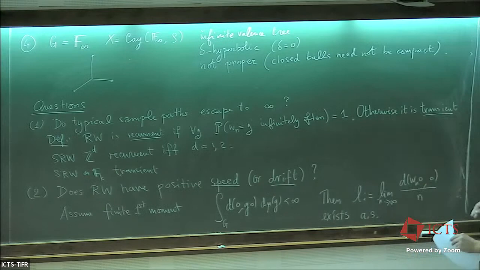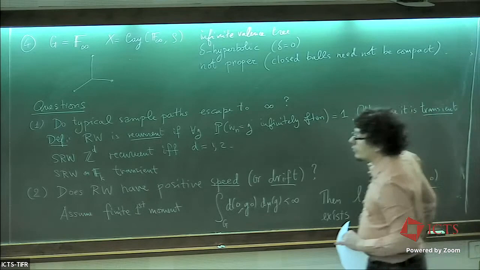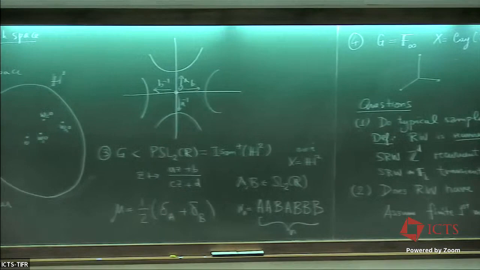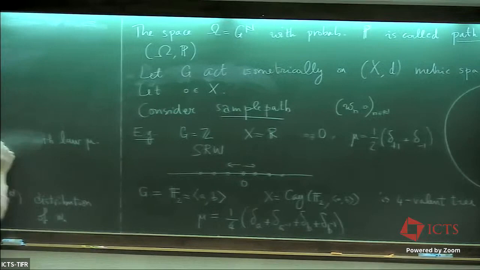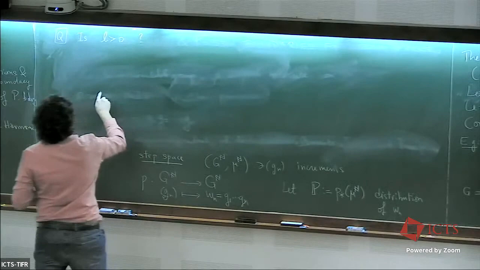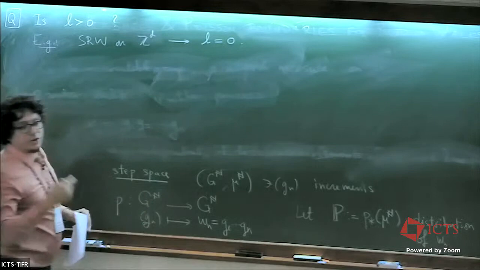So this is an application of Kingman's subadditive theorem. So this would be a nice exercise, but in any case, for almost every sample path, the speed exists and it's always the same number. And so an important question that people ask is, is L positive or not? And for instance, again, if you have a simple random walk on, say, Z^d, well, in this case, the drift is always zero, no matter what the dimension is. So the random walk does escape to infinity, but very slowly.